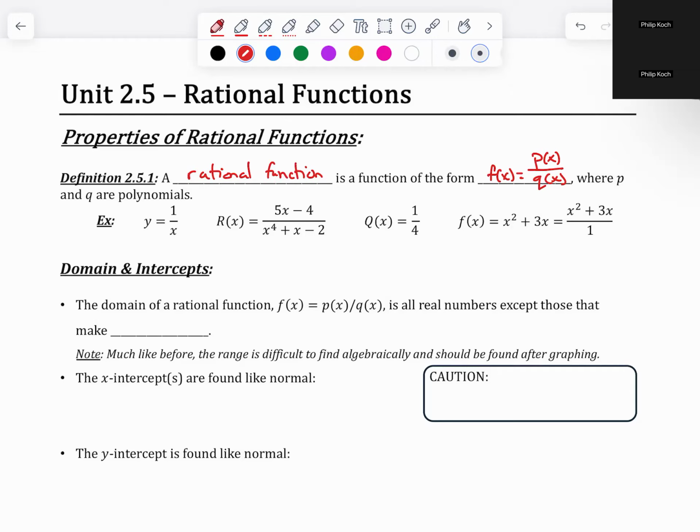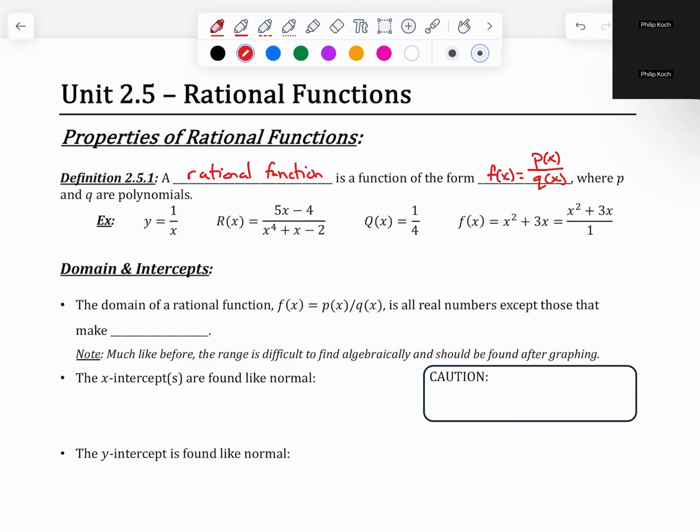We're going to be studying, this is a natural extension of what we've been doing. We were talking about polynomials and we learned all this fun stuff about them. And now we can expand upon that and talk about rational functions, which are polynomials over polynomials. So when it comes to domains and intercepts, we're going to be studying all the different properties of these things.